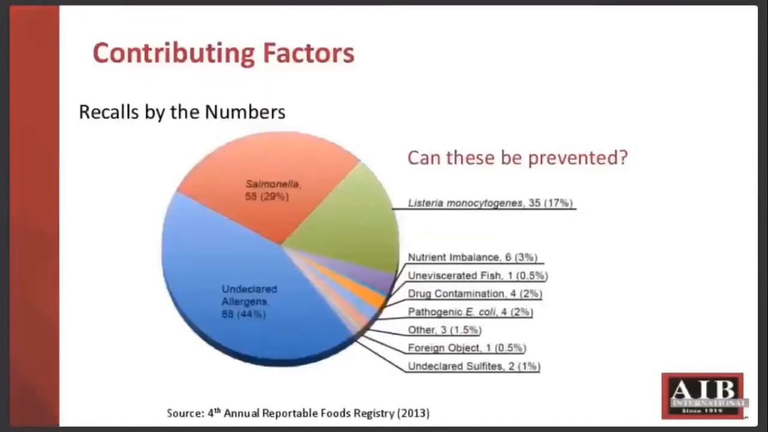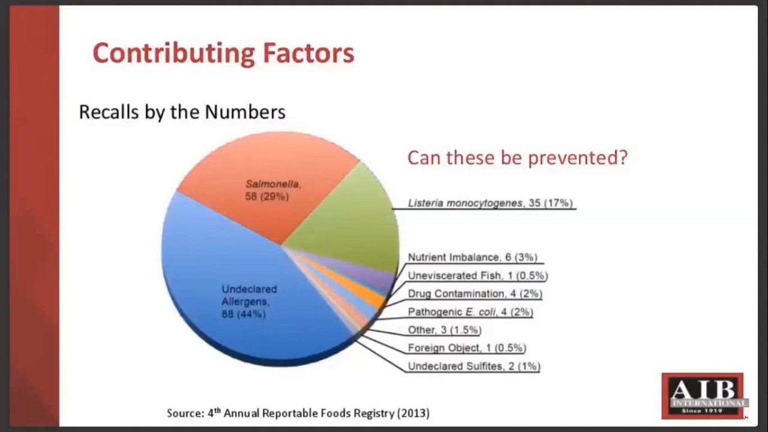We'll see this on the chart over here. The blue, undeclared allergens, is the number 1 reason for FDA product recalls. Salmonella is second in the red, and in the green we have Listeria monocytogenes. Then we've got some others down here too. A lot of them fall under chemical hazards as well. We've got pathogenic E. coli, which is a biological hazard. We've got other, that always bothers me. Foreign objects.